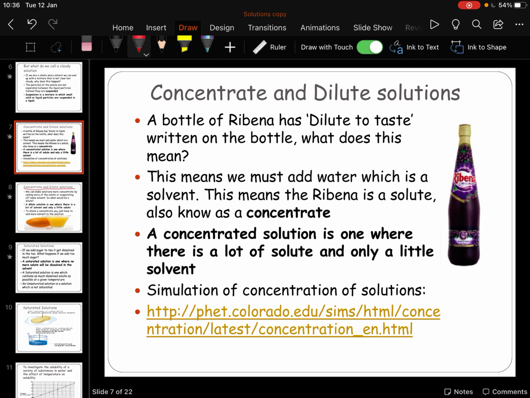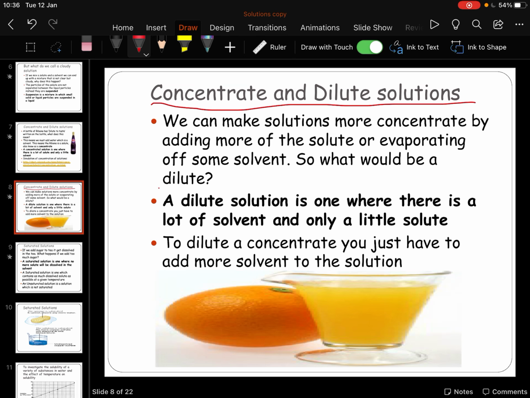So what would a dilute be then? Newton's law: every action has an equal but opposite reaction. So if a concentrate is one where there's a lot of solute and only a little solvent, then a dilute has to be the opposite. A dilute is simply where there is a lot of solvent and only a little solute. So take that down as well. A concentrate has a lot of solute and very little solvent, and a dilute has a lot of solvent and only a little solute. That's the way to think of it. They're the opposites of each other. If one is one way, the other has to be the opposite.